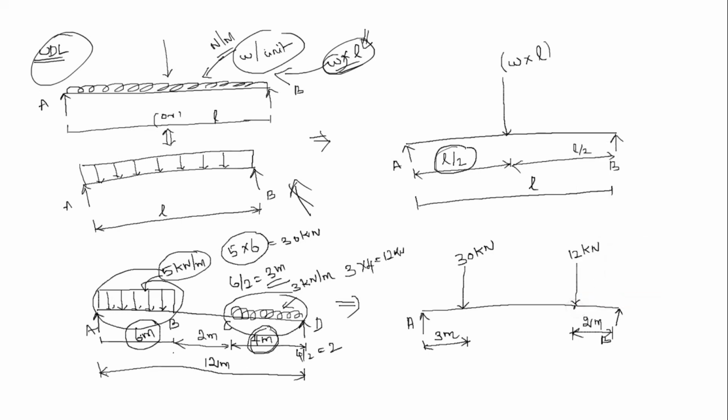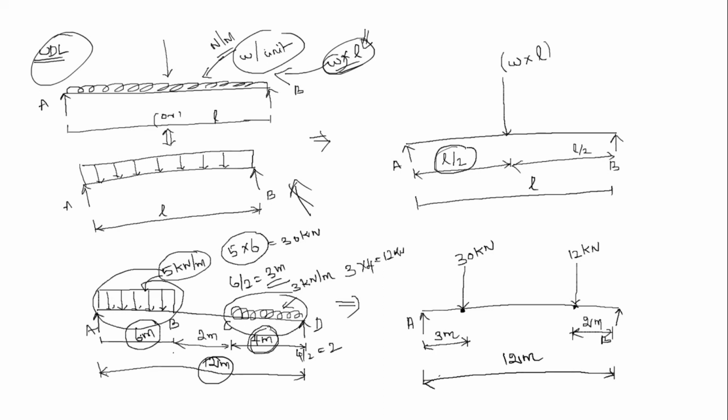This point is acting at 12 kilonewton. 12 kilonewton is acting at this point, 2 meter from B, and 30 kilonewton is acting at this point, 3 meter from A, right? Clear? So this is how we have to convert the UDL into point load. So the total length is equal to how much? Here 12 meter.